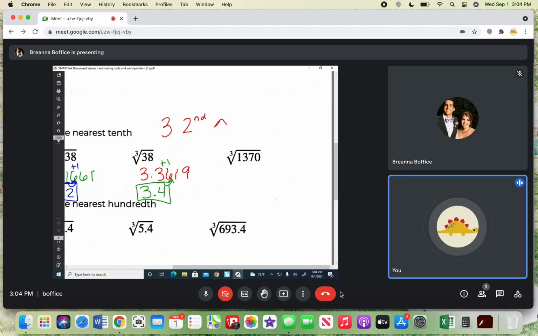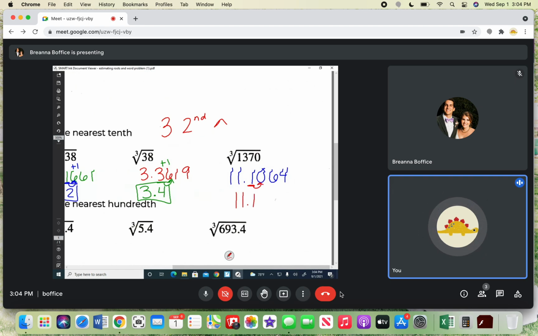So 1370, after you type in 3-second caret, you get 11.1064. My smartboard is wonky, so that's why it's doing that. The tens place is this one. Its neighbor is a 0. Guess what? It's gonna rest.